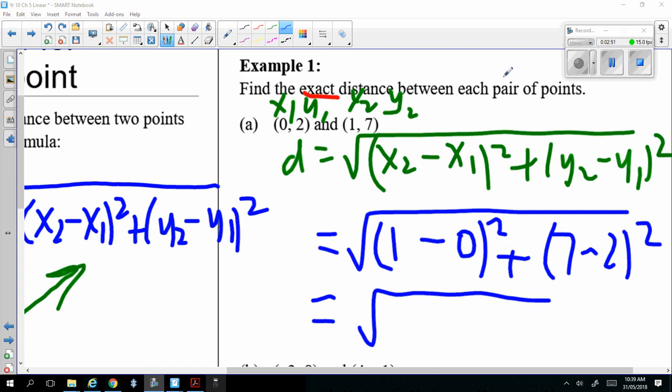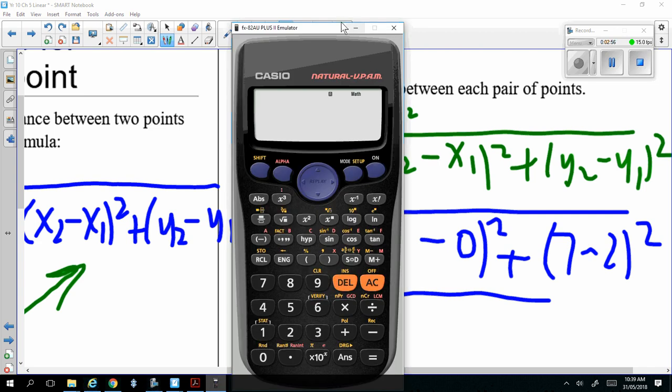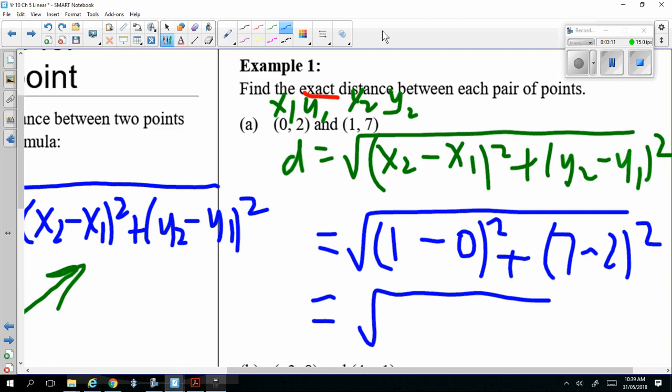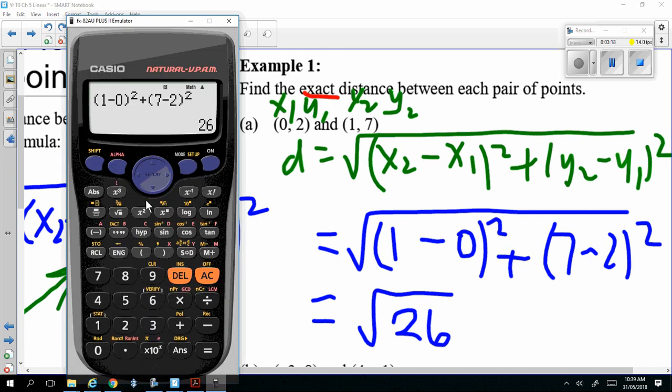So you do it on a calculator, but do not put the square root sign, because that will give you a decimal. So you do bracket 1 minus 0 squared plus 7 minus 2 squared, equals 26. So you write 26 inside the square root. That's your answer. And it's not a perfect square, because if you square root your answer, you get a decimal. So we have to leave it in exact form, root 26.